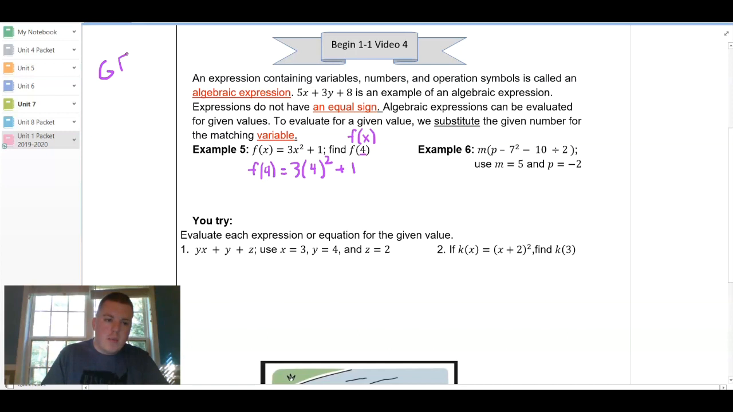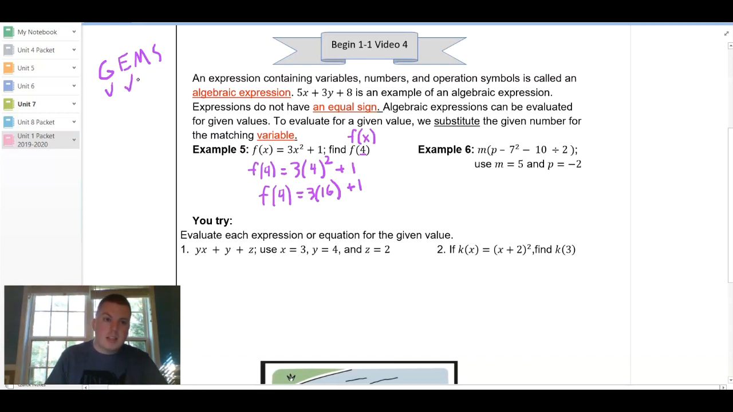Remember, back to our order of operations, our GEMS, we want to do any grouping first. Now we do have a set of parentheses here around the 4, but within that set of parentheses, there's nothing that we can do to simplify that. So we've taken care of that step. And then we want to look for exponents. We have something being squared, so we want to deal with that first. So I have f of 4 is equal to 3, and then I'm squaring the 4, which is going to give me 16, and then I have plus 1.